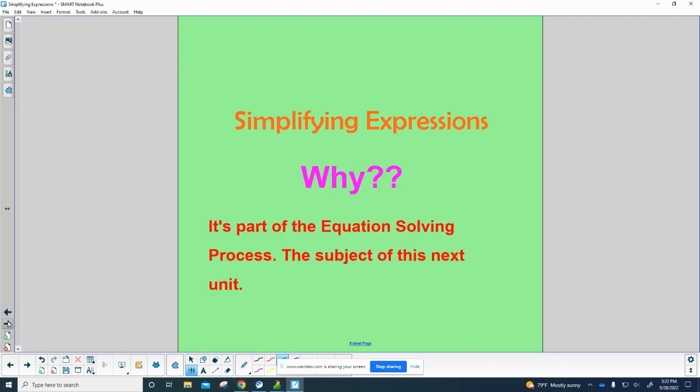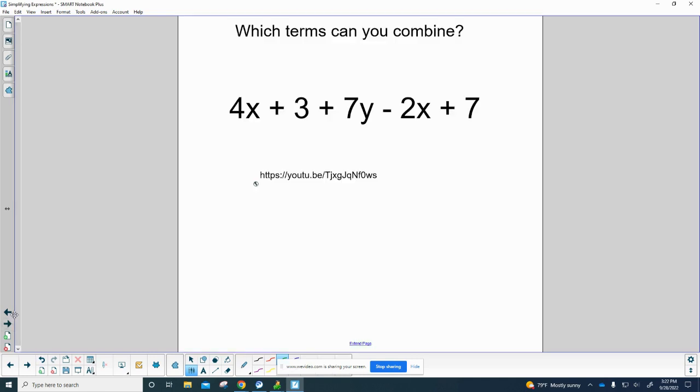And what do we mean by that? Well, first of all, the reason why we're learning how to simplify expressions is because it's part of the equation solving process, the subject of this whole next unit. So it's really important. So let's move on to our next slide and see what we're talking about.